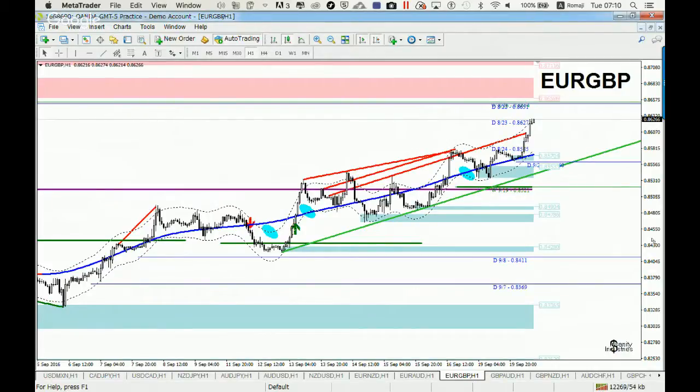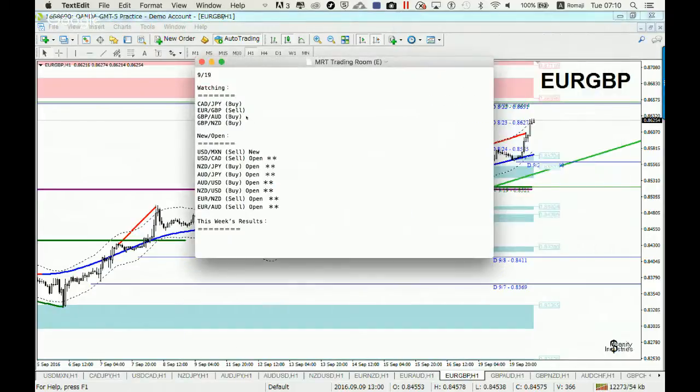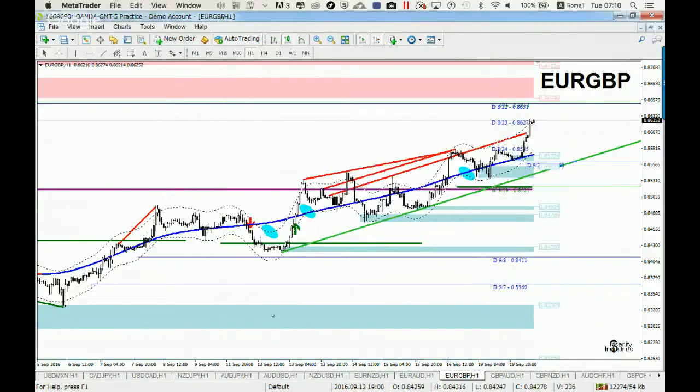So I think there will be retracements. There will be points in time when we're going to have nice trades in the sell direction, and then we'll be able to buy again. But we're going to have to wait a little bit longer for this one. So this is still on the watching portion of our list. Let's look at the pound Aussie buy.